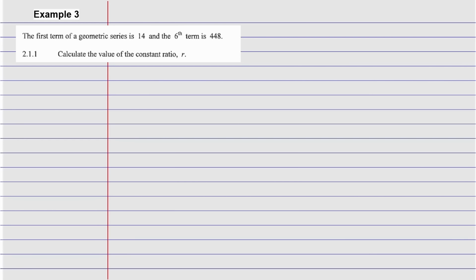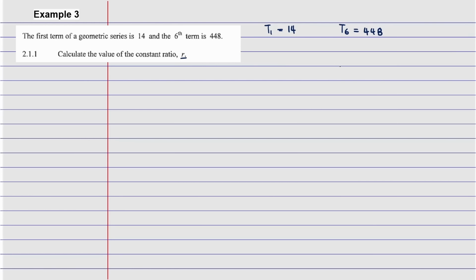So now let's move on to example number 3. It says the first term of the geometric series is 14. So we know that T1 is equal to 14. And they tell us that the sixth term is equal to 448. So T6 is equal to 448, right? Then it says calculate the common ratio. So we need to look for R.